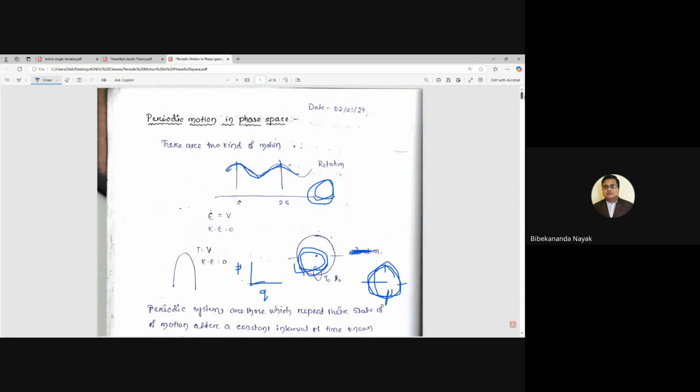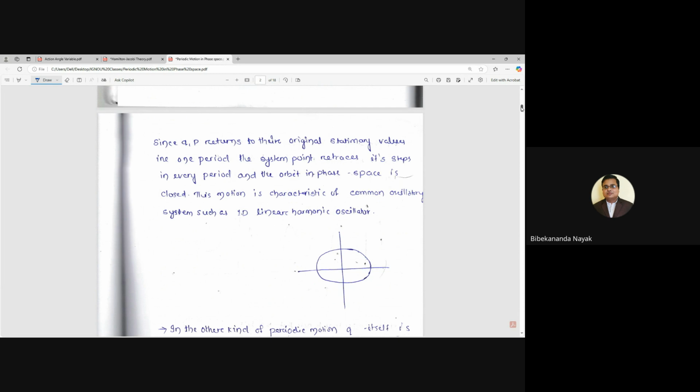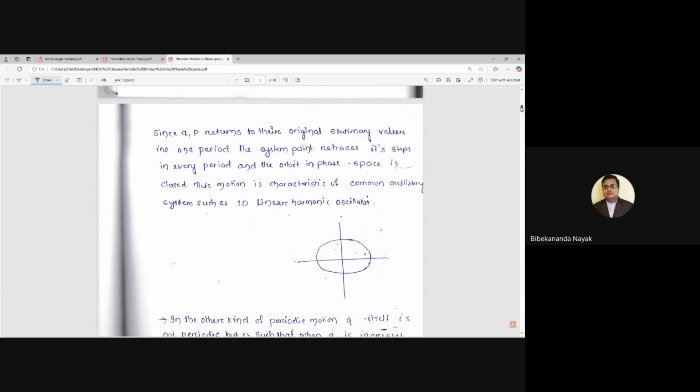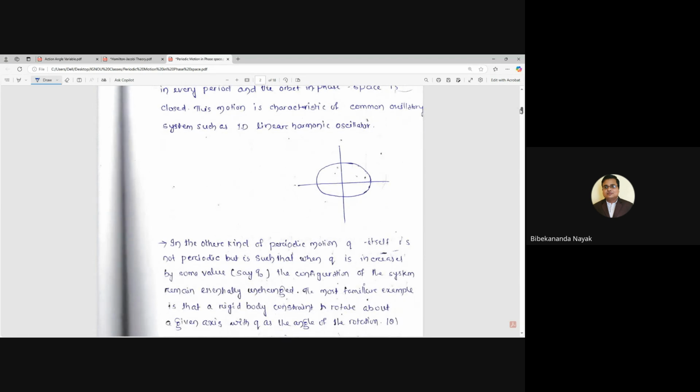Not rotation. The phase space diagram of rotation is like a sine or cos wave. The phase space diagram of libration is like a loop. Since Q and P return to their original values in one period, the system point retraces its steps every period and the orbit in phase space is closed. This motion is characteristic of a common oscillatory system, such as the harmonic oscillator. In Hamilton-Jacobi theory, Q and P are both functions of sine and cos.